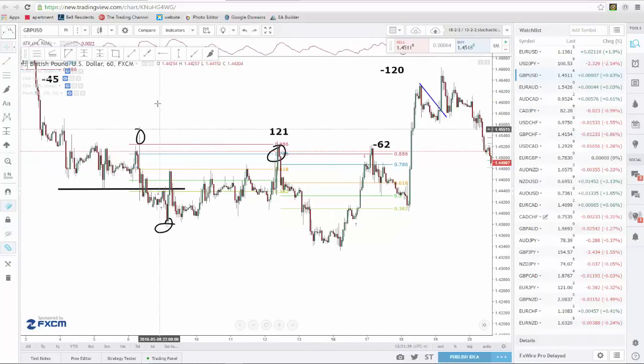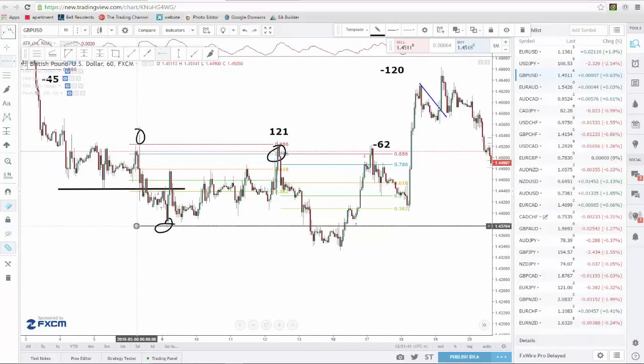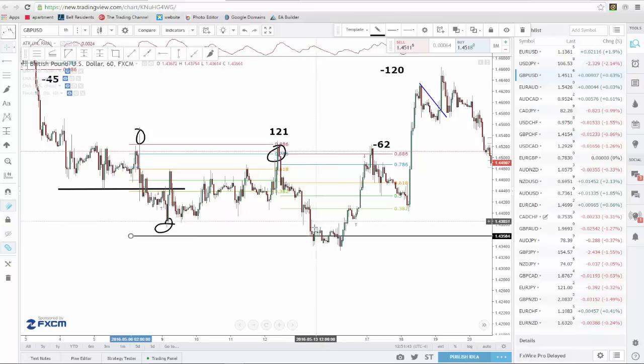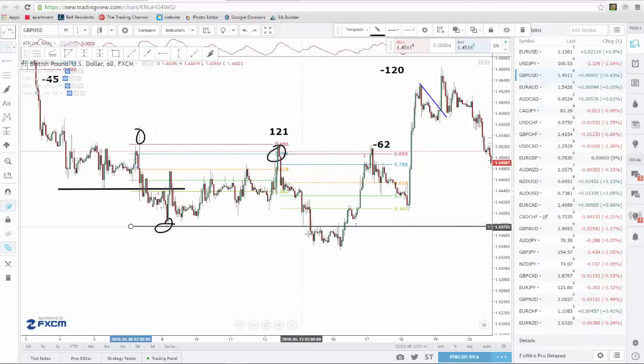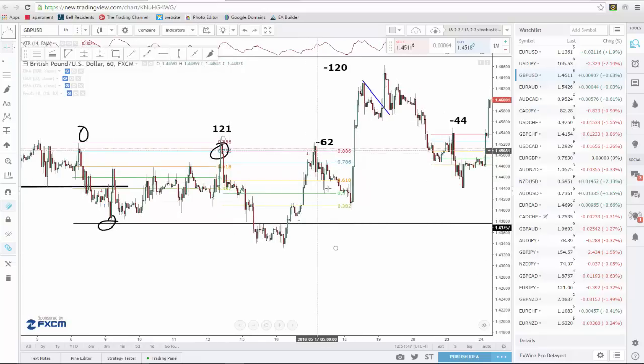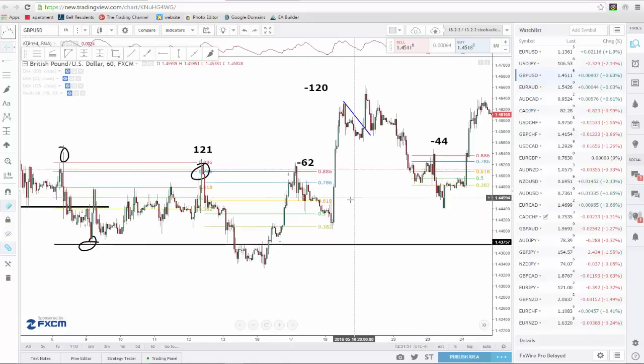Again, we try the same thing after this break of support right here. Oops, right in here. Trying the 786 strategy again and losing 62 pips on that trade.